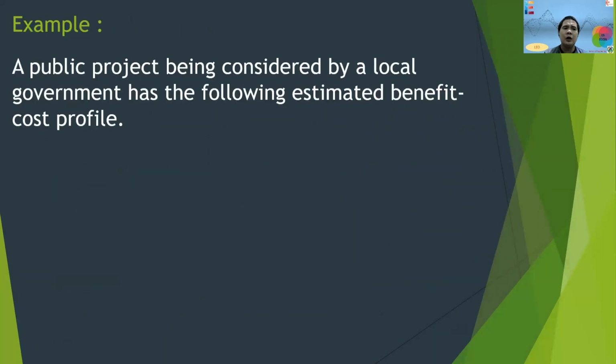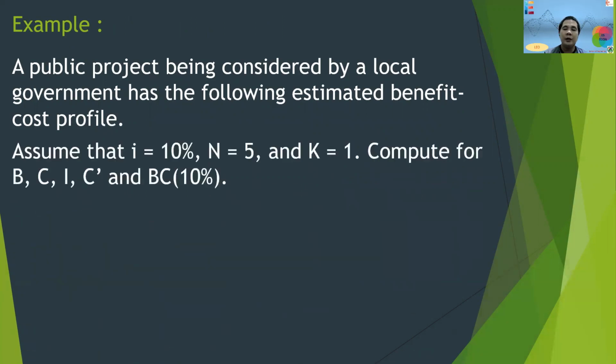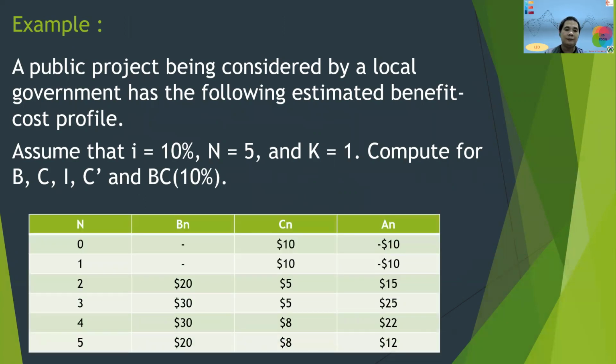So say for example, this is a sample problem. A public project being considered by a local government has the following estimated benefit cost profile. Number one, assume that your interest rate is 10%, your N is equal to 5 years, and K is equal to 1. That refers that your cash out for the first year is the investment cost or the non-recurring cost. So compute for B, C, I, and C hat, and the BC or the benefit cost ratio at an interest rate of 10%. There are your formulas.